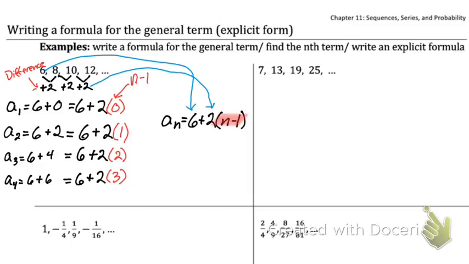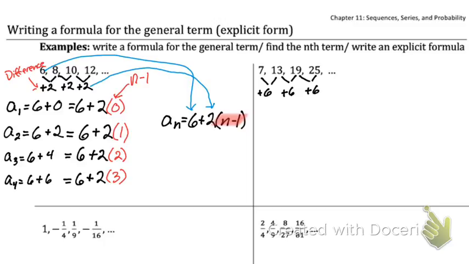All right, let's do the next one, because the next one's going to be very, very similar, but we're going to be able to shortcut it a bit. So to go from 7 to 13, we are going to have plus 6. 13 to 19 is plus 6. And 19 to 25 is plus 6 as well. So this falls into the exact same pattern. It's arithmetic because I'm adding the same number over and over and over.